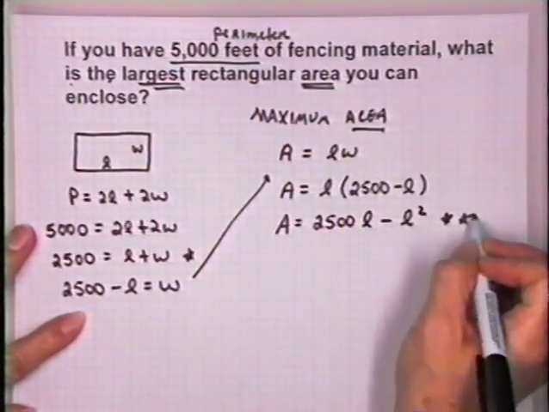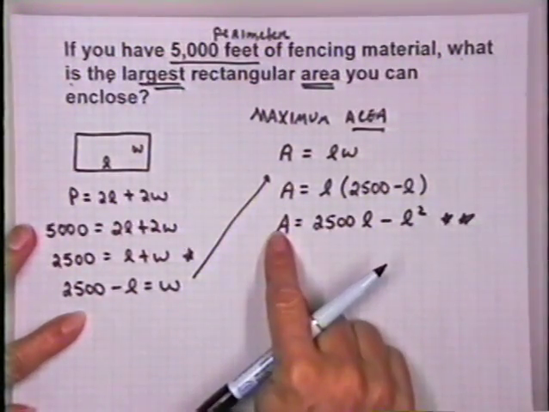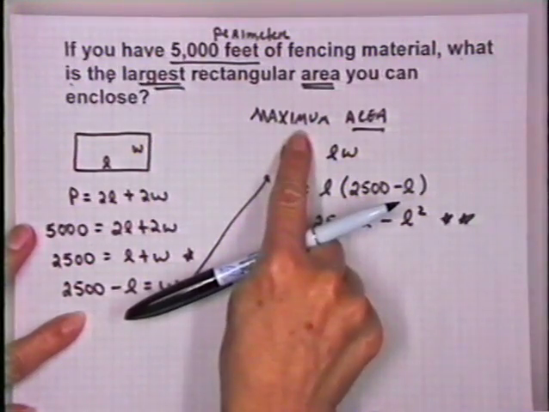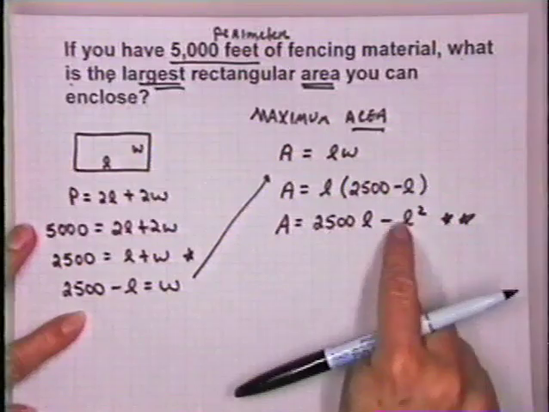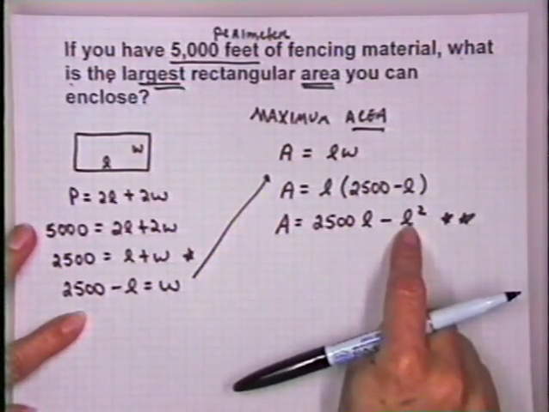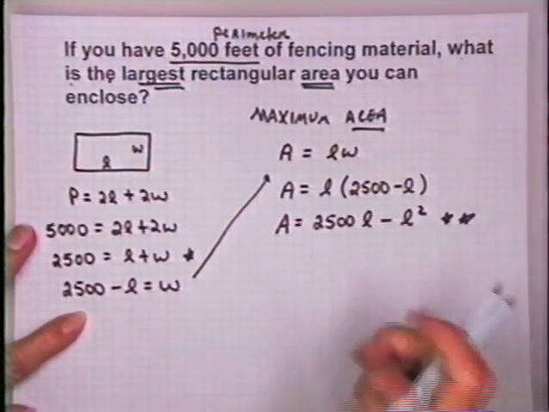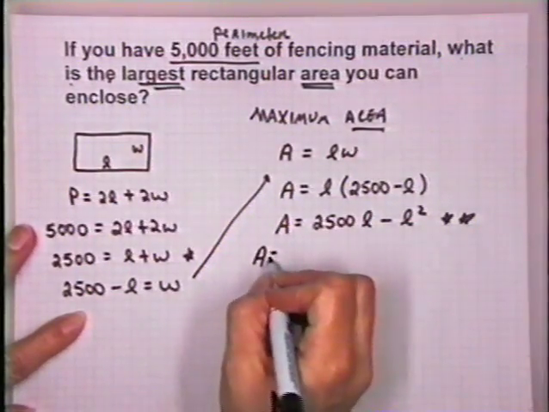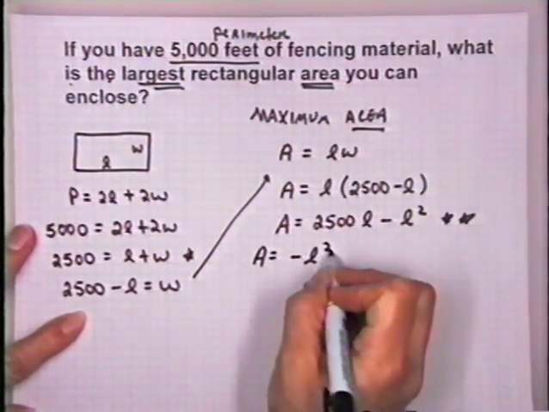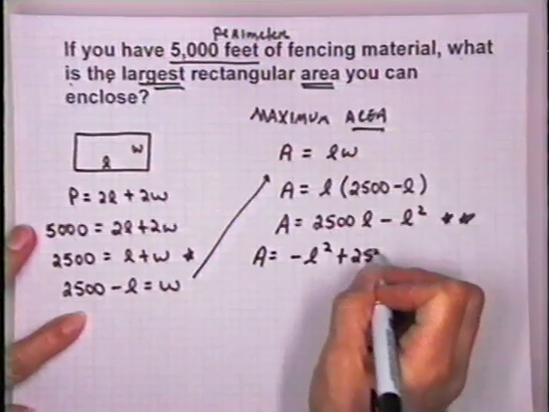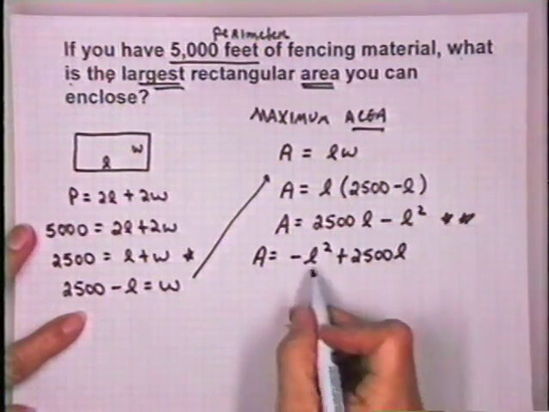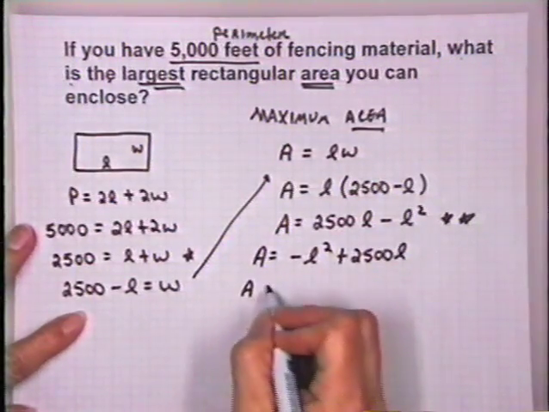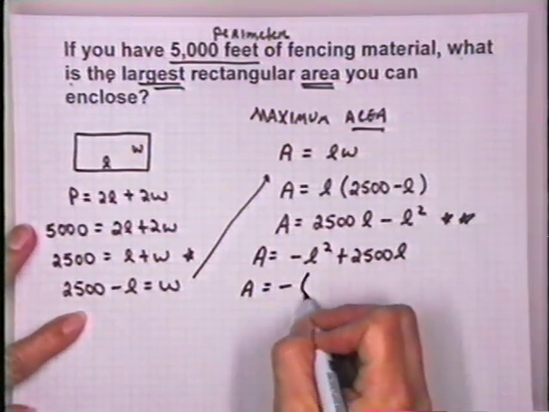Here's what I wanted to get to. I have an equation that I'm looking for the maximum of, and it only contains one variable, and you'll notice it's quadratic. I've got it to the second power. So what I'm going to do is rearrange this. A equals minus L squared plus 2,500 L, and I'm going to complete the square. Now remember, you need to factor out that negative. If you don't do that, you're going to have a problem.